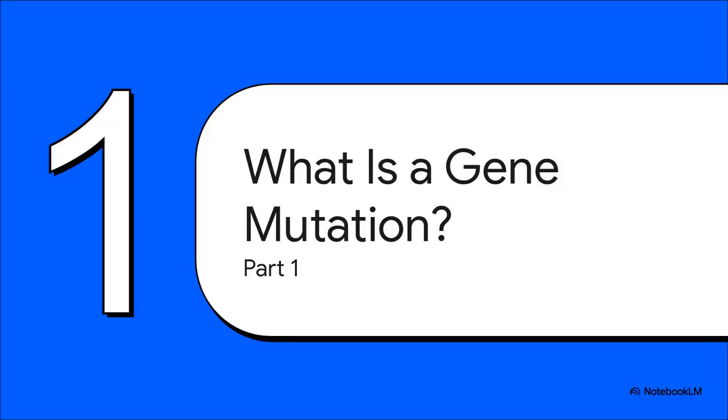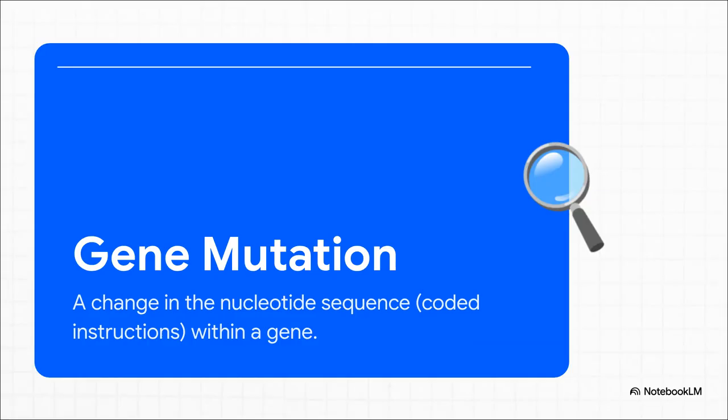Okay, first things first. Before we can really get into the different kinds of mutations and the chaos they can cause, we have to be perfectly clear on what we're even talking about. What is a gene mutation? The simplest way to think about it is this. Your DNA is the master instruction manual for building, well, you. And a gene is just one specific recipe in that massive manual. So a gene mutation is just a change in that recipe. A typo, a different ingredient, a swapped word, any change at all to those coded instructions.